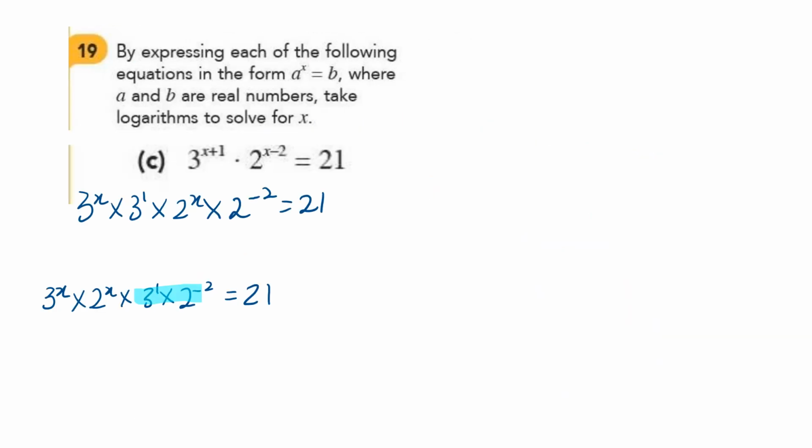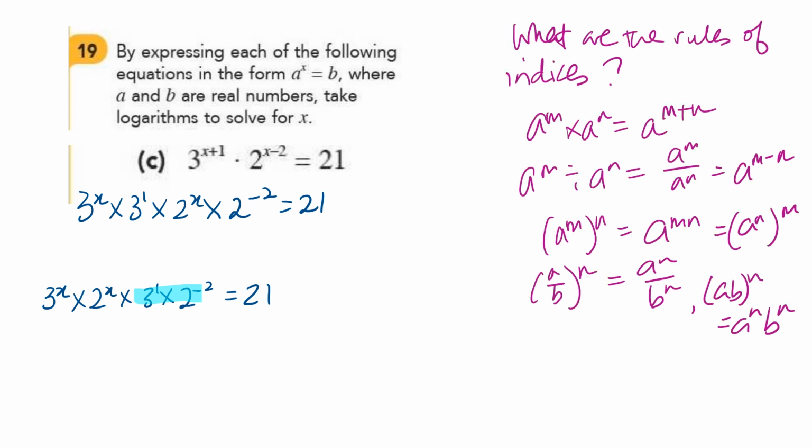Okay, so question 19 is slightly harder. Why slightly harder? Because it involves the rules of the indices, and most of the time you would have already forgotten the rules of the indices. So I've done you a favor by listing it down. Okay, there are more rules than that. There are actually 8 or 9, but most of the time we just need to use these few. All right.